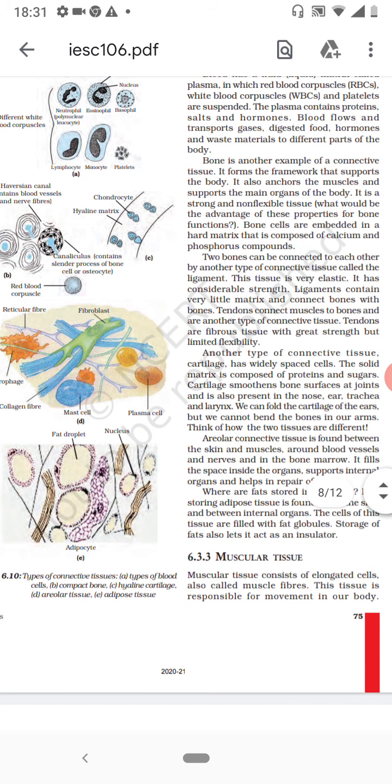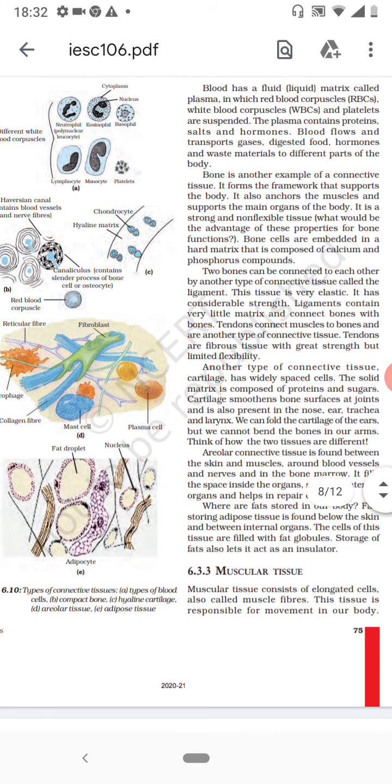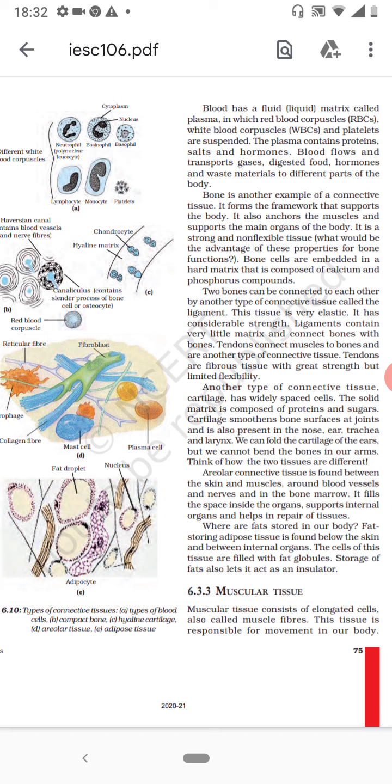What is the function of the blood? Do you know? Yes. It transports nutrients, gases, hormones and vitamins to various tissues of the body. It carries excretory products from tissue to excretory organ. It also conducts heat and regulates body temperature. So this is one of the connective tissues.